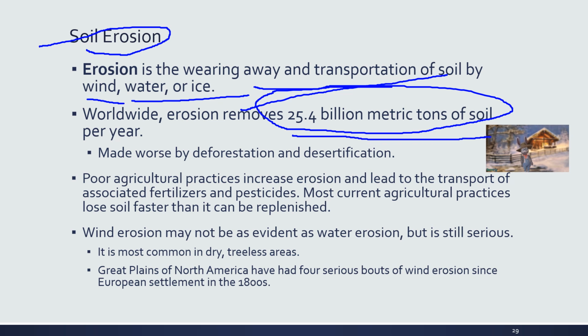So we see that guys running off of farmland, cities, houses, suburbs, you name it, even parkland, 25 billion metric tons of soil a year. And it gets worse as farms ruin the soil and undergo what's called desertification. And we start deforesting areas for use of resources and also for agricultural land. We also see that poor agricultural practices cause accumulation of fertilizers and pesticides, which actually harm the organisms that live in the soil themselves.